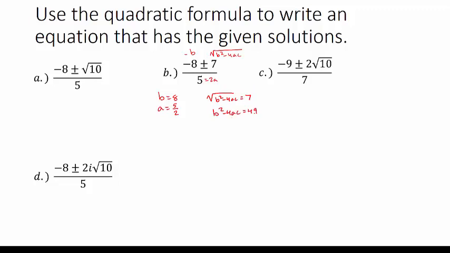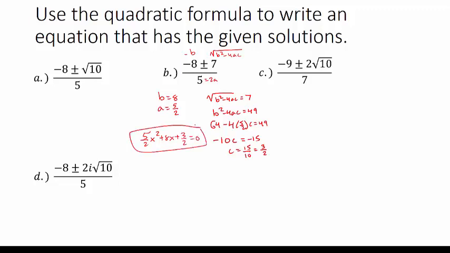So if we square both sides, now that 7 is 49. But again, we know b is 8, which means b squared is 64. We know that 4ac is going to be 4 times 5 halves times c, but this time it should equal 49. And then we just solve it from there. So we should get 3 halves. So then we'll just plug it into our standard form. So we have ax squared plus bx plus c equals 0. So if you were to solve that equation right now, you would have gotten that solution.